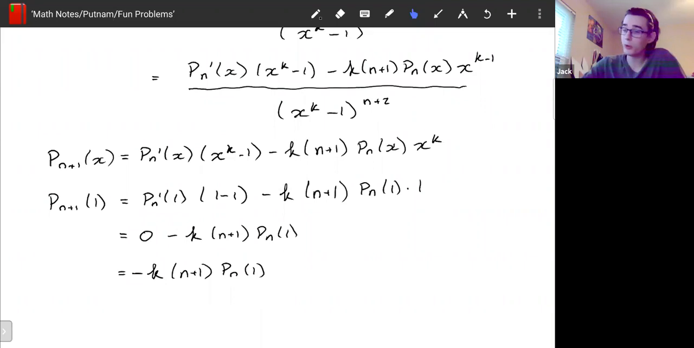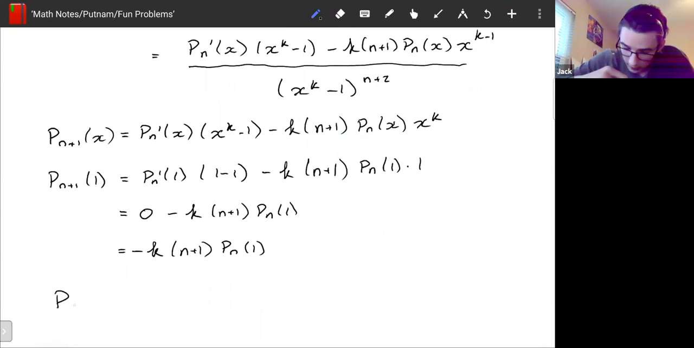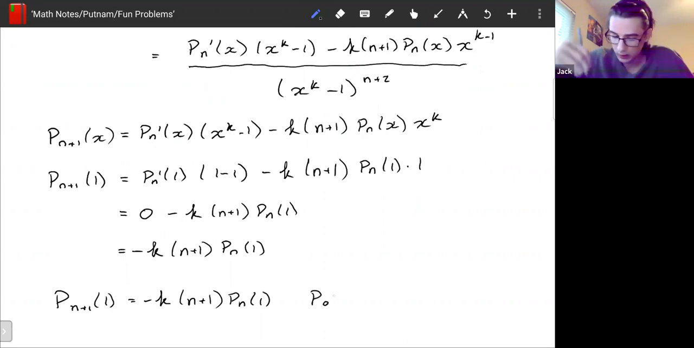And these are fairly easy to solve. All you have to do in this one is just use a simple induction on n, right? Because we have our recursive formula right here: p sub n plus 1 of 1 equals negative k times n plus 1 times p sub n of 1. And we also have p sub naught of 1, right? Where this means don't take any derivatives. What is the polynomial evaluated at 1?